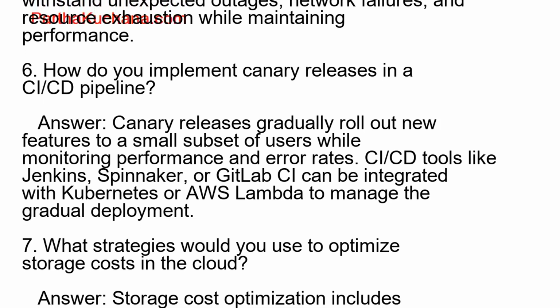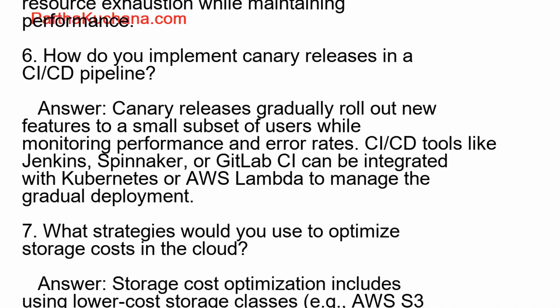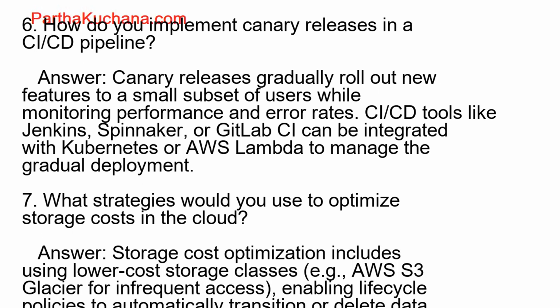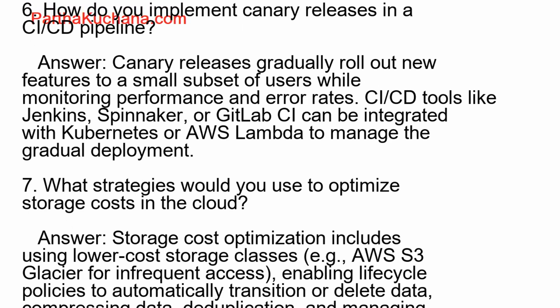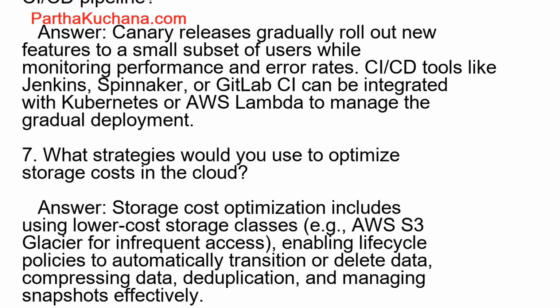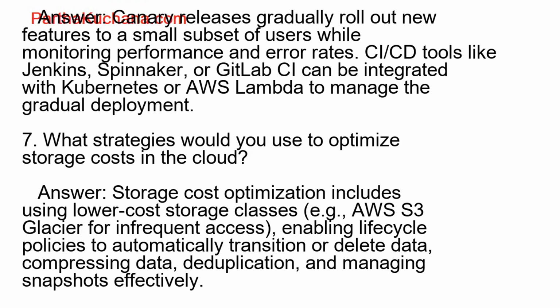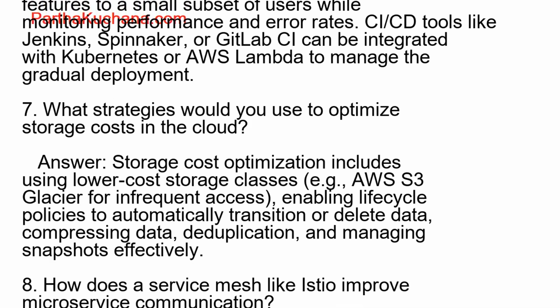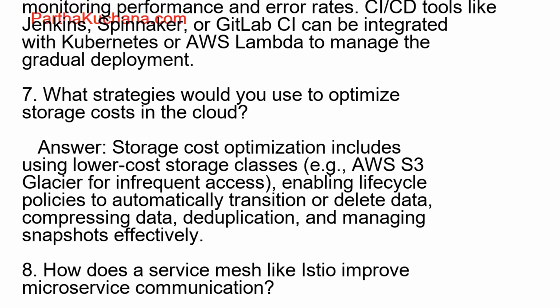8. How does a service mesh like Istio improve microservice communication? Answer. Istio provides features like service discovery, load balancing, failure recovery, and monitoring. It handles secure communication between microservices using mutual TLS, and it enforces policies such as rate limiting and circuit breaking.